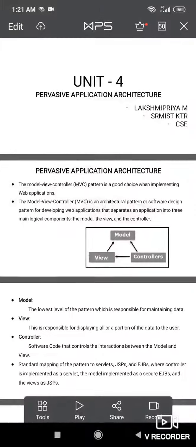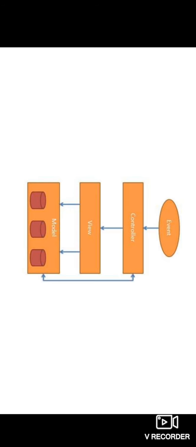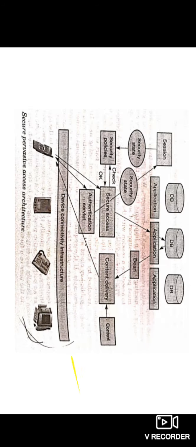Here the secure access can check the state using the security state, which is part of the session state. After that, the database can send its response to the content delivery through the bean. After that, the content delivery can send its response to the particular user's device. Okay, this one is the secure pervasive access architecture.